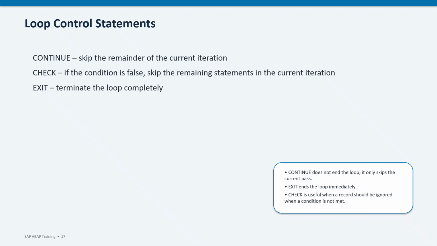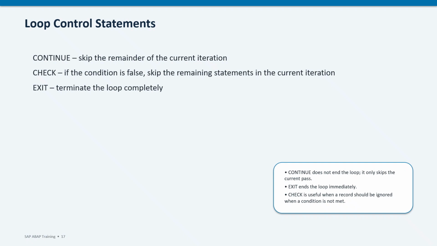If that condition is false, then it skips the remaining statements of the iteration. For example, if we want to execute 1 to 5 and the second condition fails, then the third number, 4, 5 will not continue, it stops. That is the main use of this CHECK control statement.